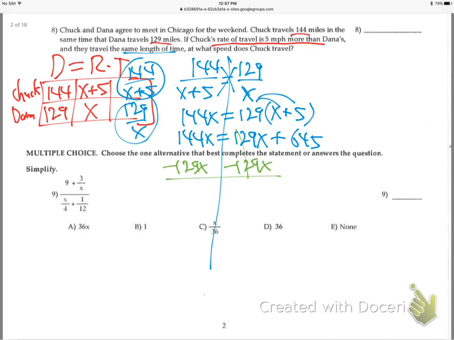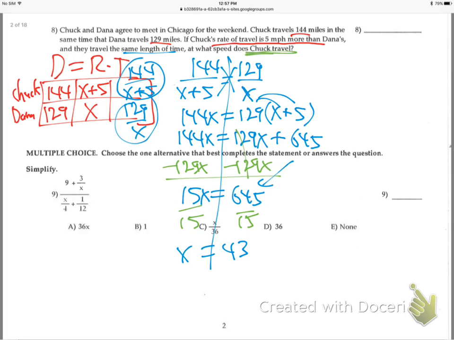And you're left with 15x equals 645. Last step to get x alone: divide by 15. x equals 43. Now careful, that may be the answer, it may not. That's the key that'll unlock the door to the answer. What are they asking for? What do they want from us?